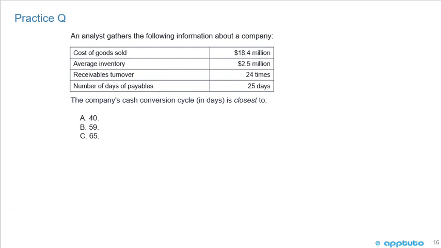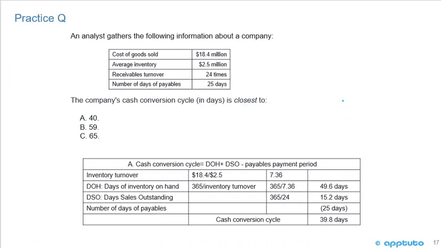An analyst gathers the following information about a company: cost of goods sold, 18.4 million; average inventory, 2.5 million; receivables turnover, 24 times; number of days payable equals 24 days. The company's cash conversion cycle in days is closest to A, 40 days, B, 59 days, or C, 65 days. Okay, a good little practice question.